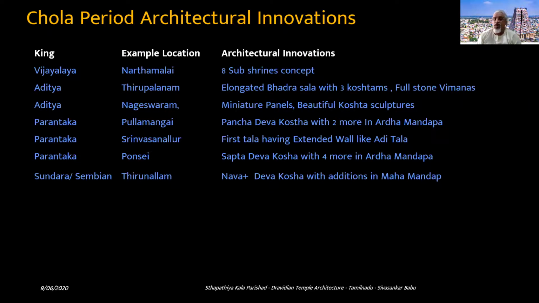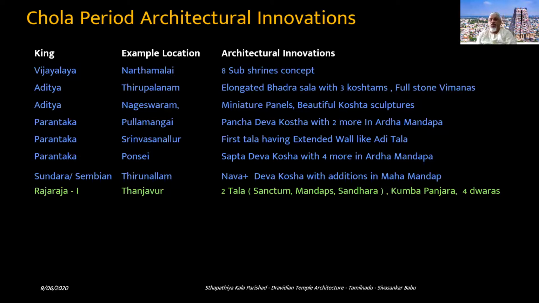For Sundara Chola and the wife of Kandaraditya, Sembian Mahadevi, they also did a lot of work expanding the Deva Kostas. Now we have 9 Deva Kostas, and Deva Kostas start appearing in the Mahamandapa, like Agastya and Nataraja, and a lot of Bhikshadana start appearing in the Deva Kostas.